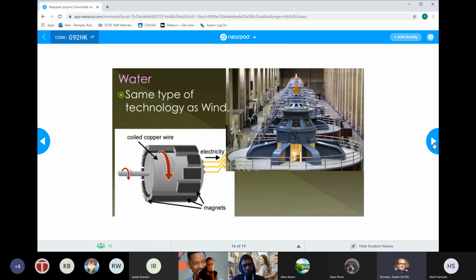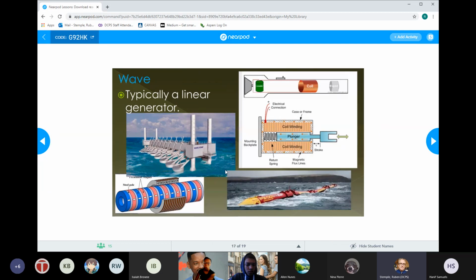But basically, that's what's happening in the other types of renewable energy sources. They have a motor that's being turned by some sort of renewable energy, being turned by the wind, being turned by water, or being moved in an up and down fashion by the waves. So this is what a wave energy motor looks like. It's not really a twisting motor like you're used to. It's an up and down motor.